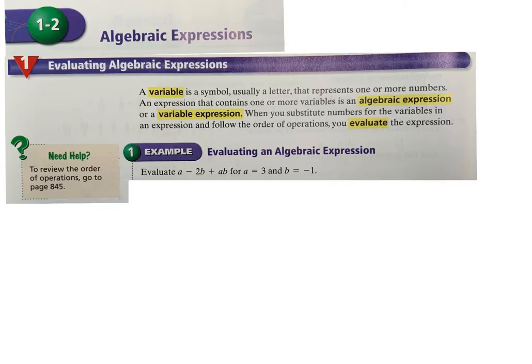In algebra, it's usually a letter. When you get into calculus, it's Greek letters. They get even more fun. It represents one or more numbers. It's a group of numbers, which is why it's called a variable. It can vary depending on what you plug in for it, right?